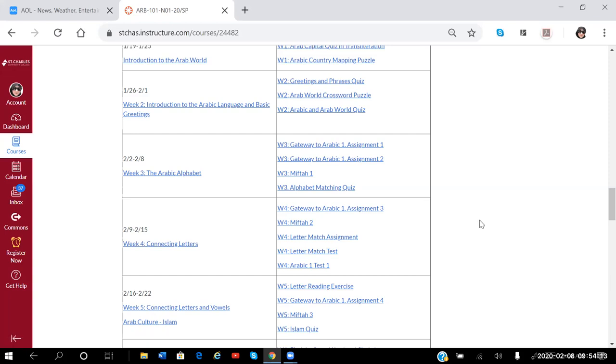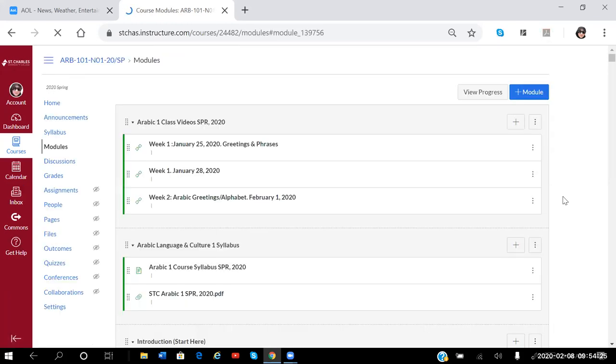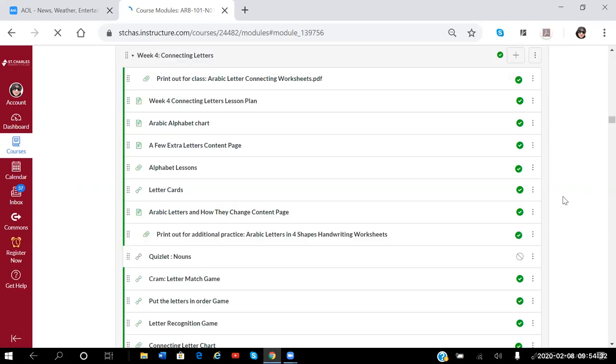But today our lesson is on connecting letters. Remember we said that each letter of the Arabic alphabet can have up to 4 different shapes. It doesn't have to have 4 shapes. The one-way connectors actually have 2 shapes only, but the majority of the letters in the Arabic alphabet will have 4 different shapes depending on where they're found in the word. Okay, if they're found at the beginning of the word, in the middle of the word, at the end of the word, or in isolation. The letters that we've learned so far are the letters in isolation.